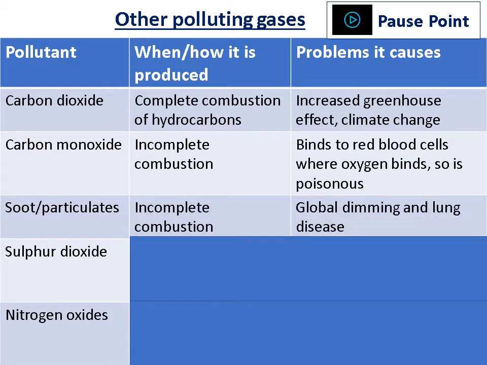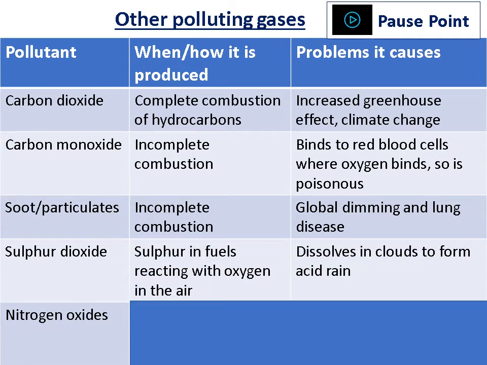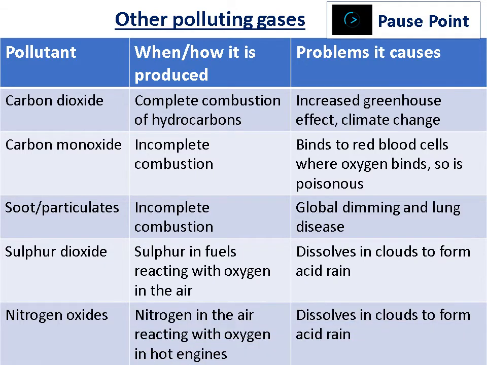Soot's also from incomplete combustion. And the problems are global dimming and lung disease. Sulfur dioxide's produced when sulfur in fuels like petrol traditionally reacts with oxygen in the air to form sulfur dioxide. That dissolves into the clouds and forms acid rain. Nitrogen oxides are also linked to acid rain, but it's caused by the nitrogen in the air reacting with oxygen in hot engines. So it's not the fuel itself, it's the heat of the engine.